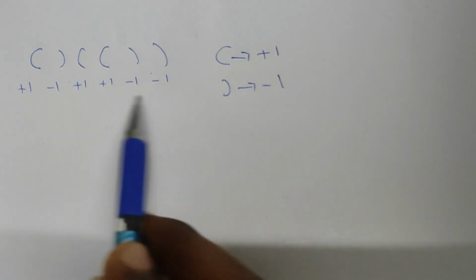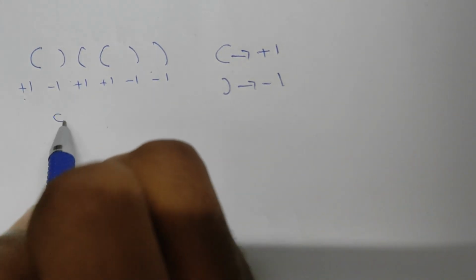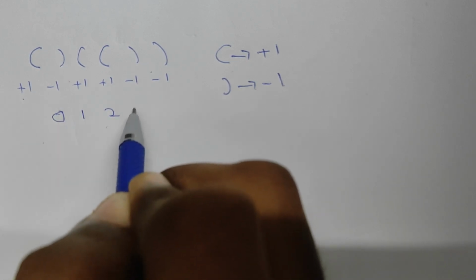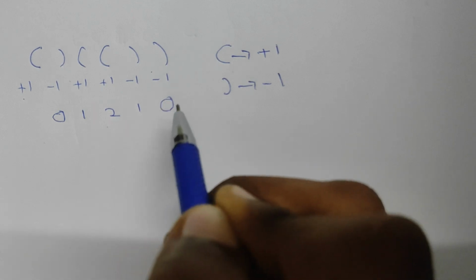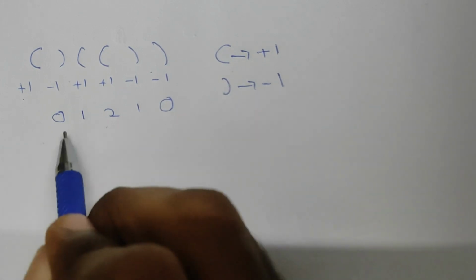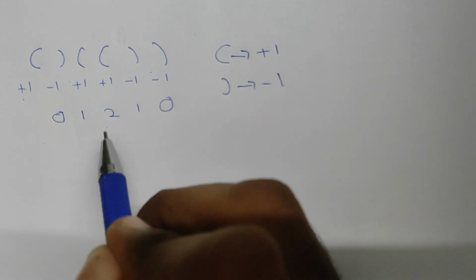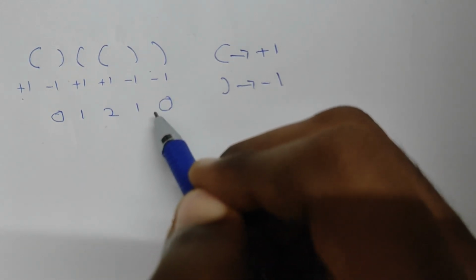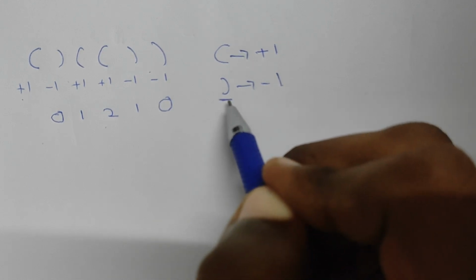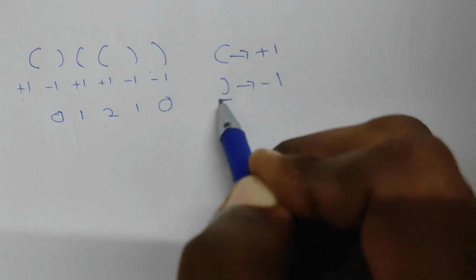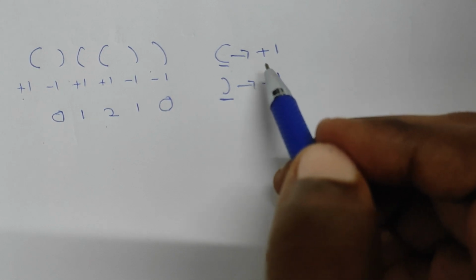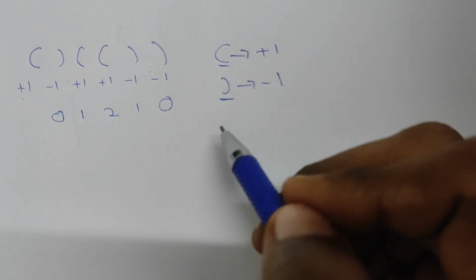So we are finding the total sum of this. Sum till here 0, sum till here 1, sum till here 2, sum till here is 1, sum till here is 0. So for a regular bracket sequence, the total sum should be equal to 0 and at no point should the sum become less than 0. If at some point the sum becomes less than 0, it means that the number of closing brackets till that point is greater than the number of opening brackets. That is not a valid condition for a regular bracket sequence, so that would violate our condition.